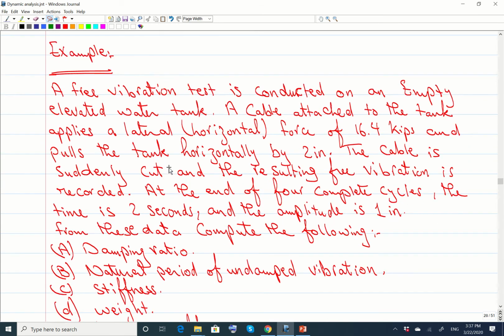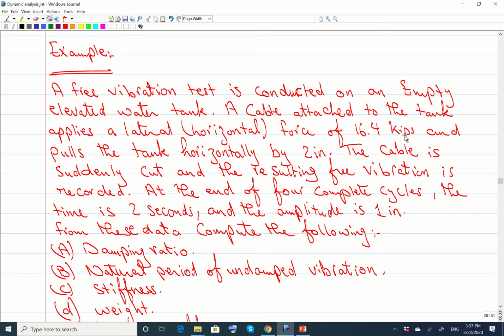Another example over here is also a free vibration test. In this free vibration test, we have an empty elevated water tank. On that tank there is a cable attached to the tank, and that cable is stretched, so it applies a lateral horizontal force on the top of the elevated water tank. That force is measured, it's 16.4 kips. So you apply a horizontal force at the top of the elevated water tank, a force of 16.4 kips.